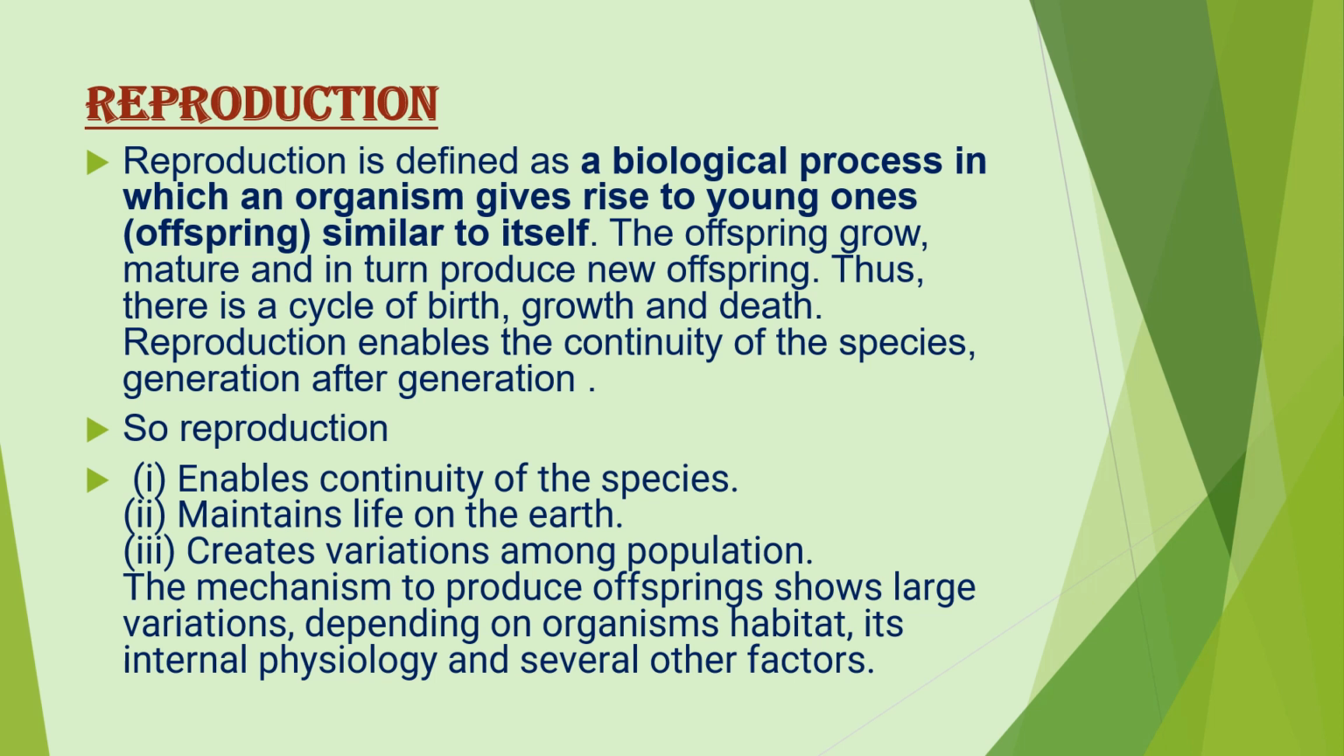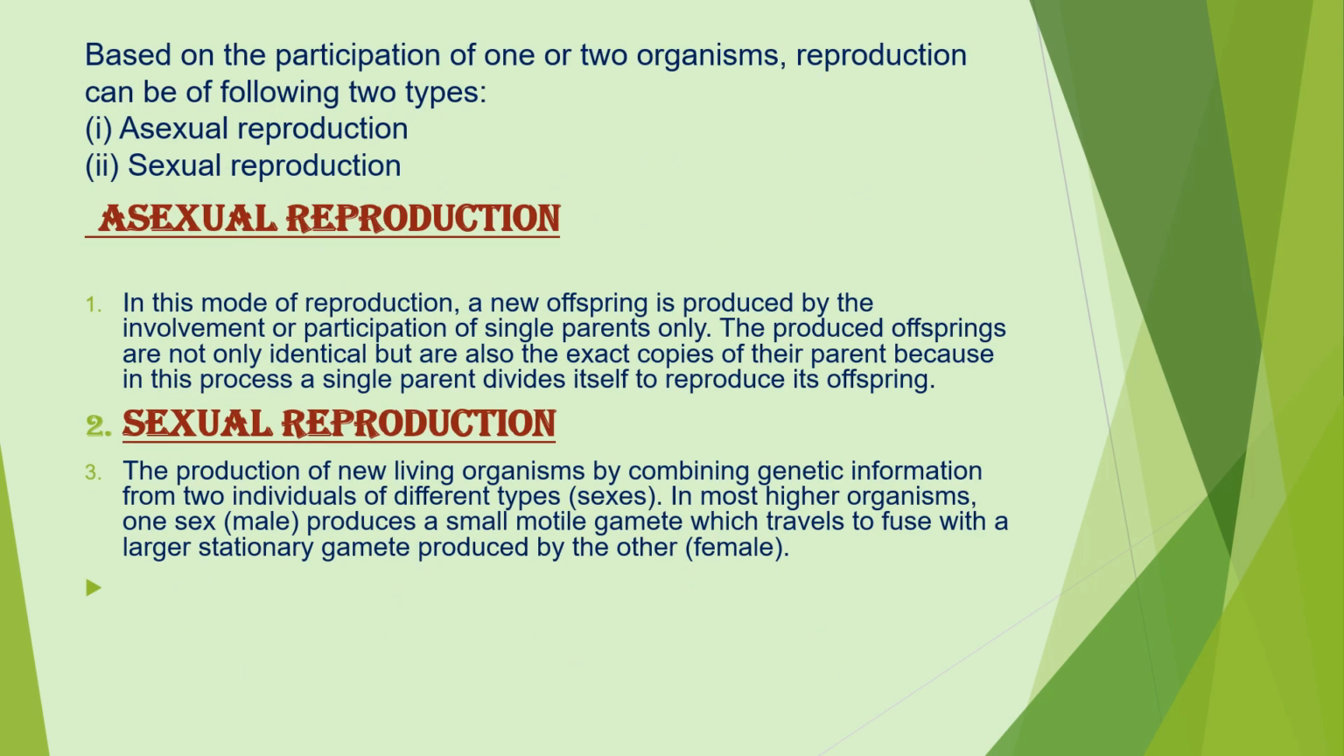Now, what is reproduction? Reproduction is a biological process in which organisms give rise to new organisms. They are called offsprings. Reproduction helps in continuity of the species. Continuity is a must, as every organism makes its own type. So on this earth, if life is to be maintained, reproduction is a must. There are two types of reproduction: asexual and sexual.